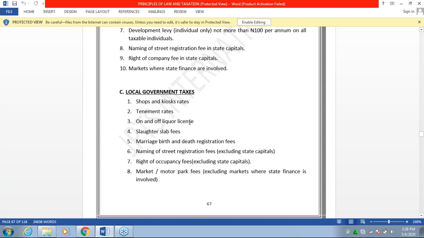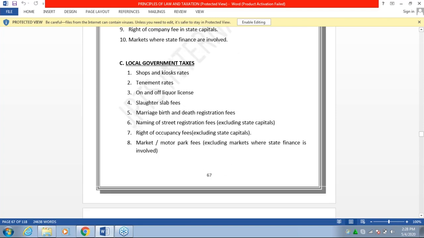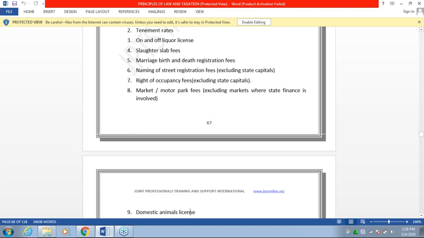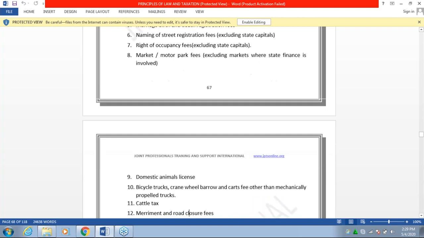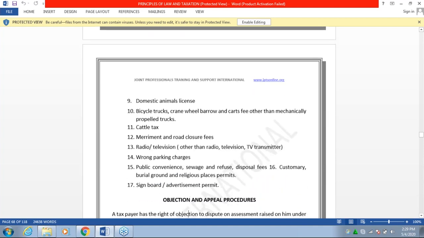The exploiter slab fee. The marriage and birth registration or certificate. Naming of the street registration is also for the local as well. The right of occupancy fee. This one excluding the state capitals. Then we have a motor park fee. At the same time, we have domestic animals license.